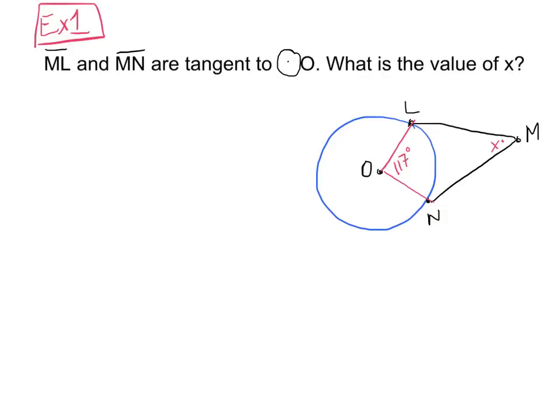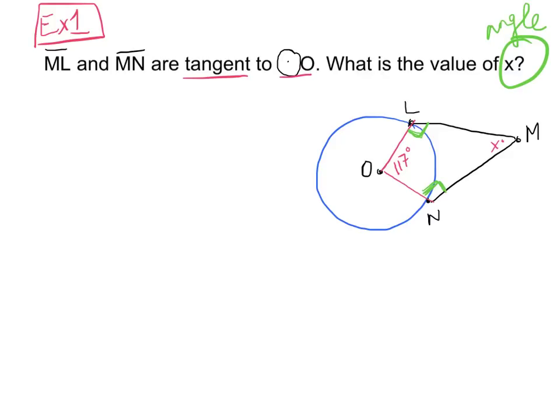The first thing I noticed is that they said they were tangent to the circle. That means that that line is going to create a 90-degree angle at the point of tangency. That would mean that right here at that point of tangency and right here at the point of tangency, I'd be looking at 2 90-degree angles. Now they asked me to find x, and x happens to be an angle.